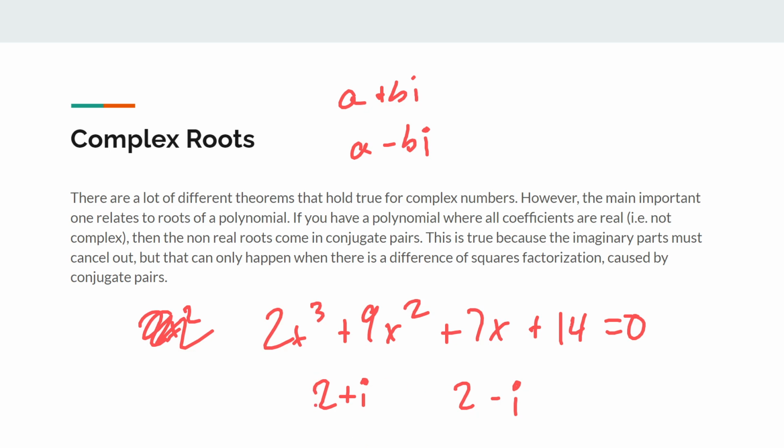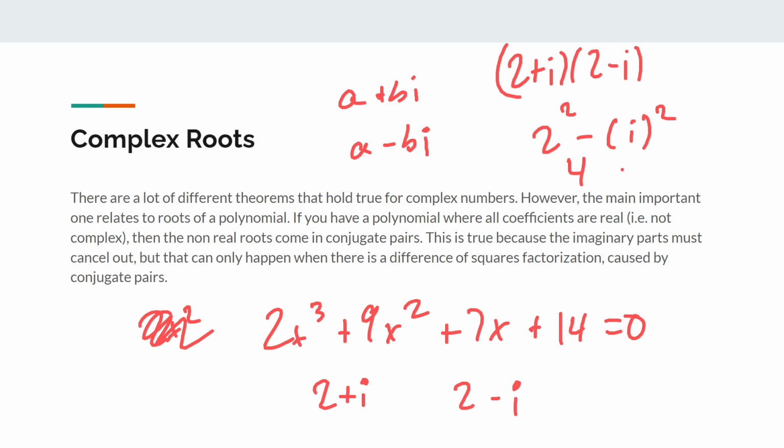Why does that make sense? This is true because when you multiply any two conjugates, this is just going to be 2 squared minus i squared, because difference of squares. So 4 minus i squared. But remember, i squared is just negative 1. So this is just equal to 4 plus 1, which is just a real number, right? So that's why that theorem holds true, which is pretty easy to figure out.